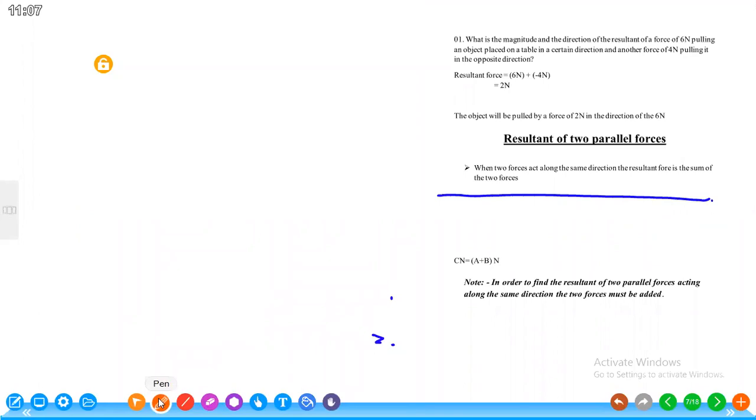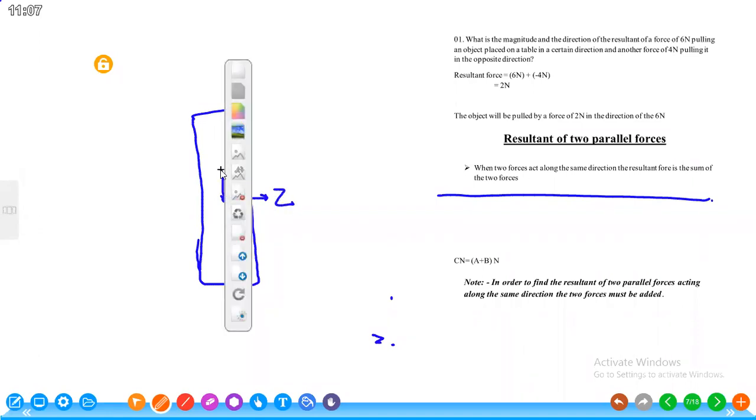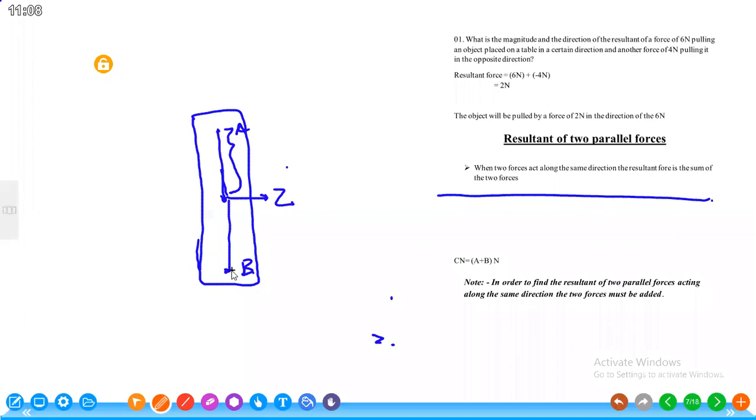In this activity, students, first of all, take a strip of wood and make holes at 3 points. The center hole is named Z, and then the other points A and B. The distance between ZA and ZB should be equal.